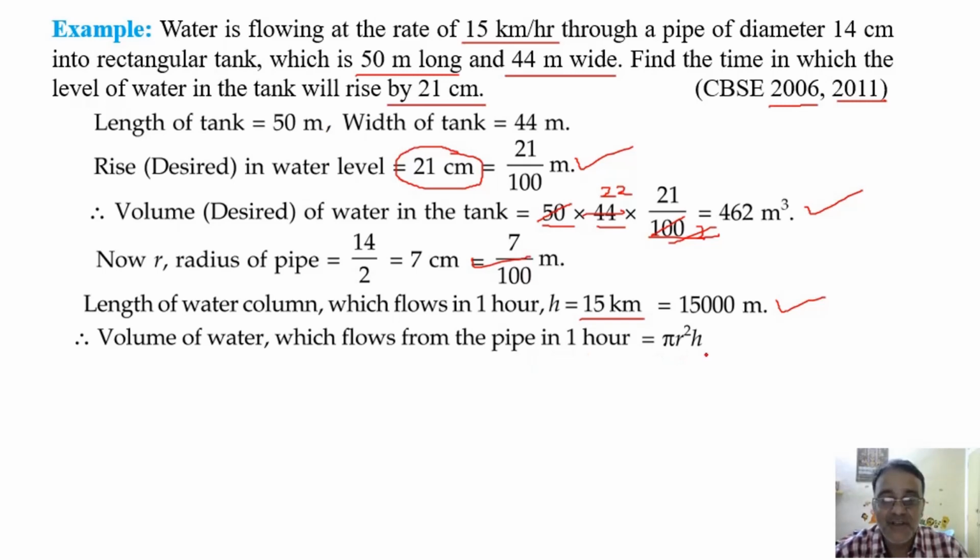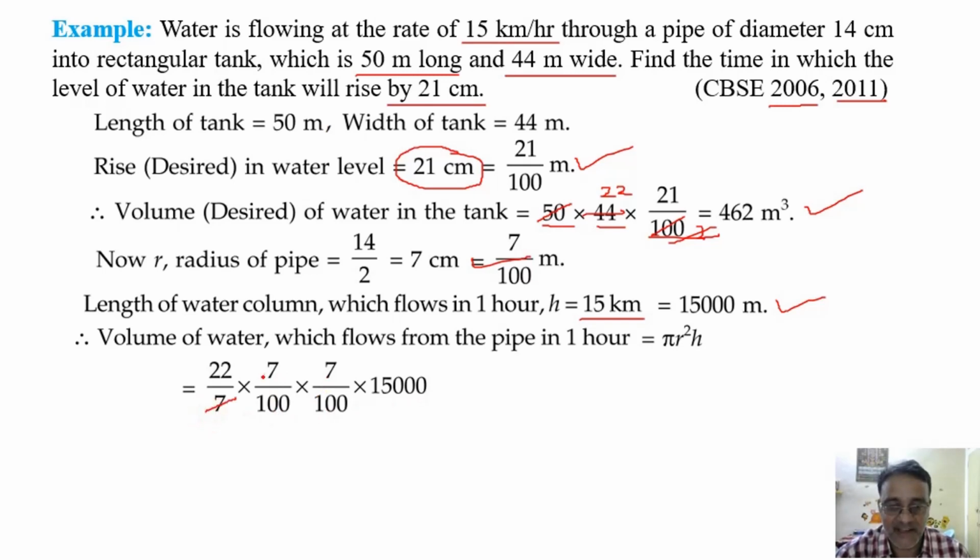And the volume of water which flows from the pipe in 1 hour is equal to pi r square h, because that will take the shape of a cylinder. And this is equal to 22 by 7 into 7 by 100 into 7 by 100 into 15,000. So one 7 we can cancel here, and 3 zeros we can cancel.